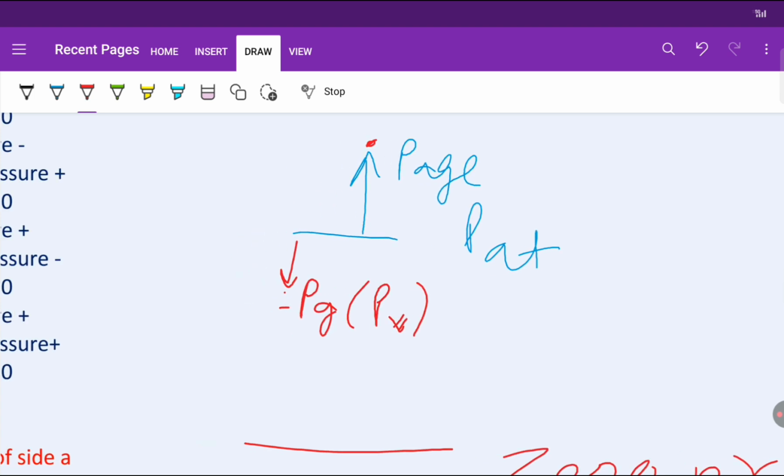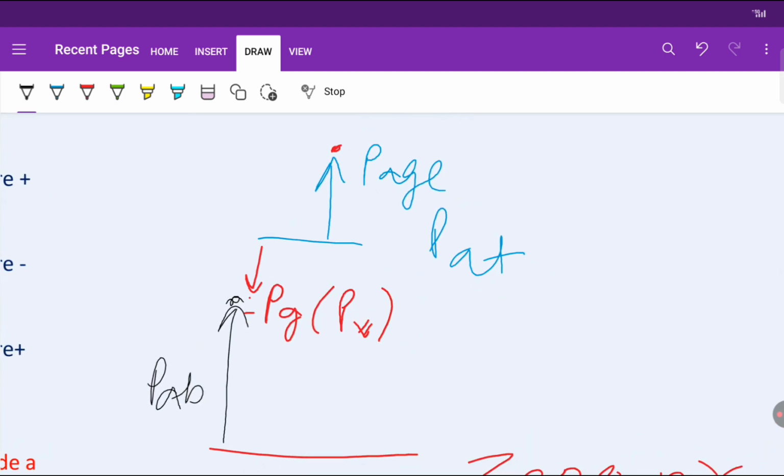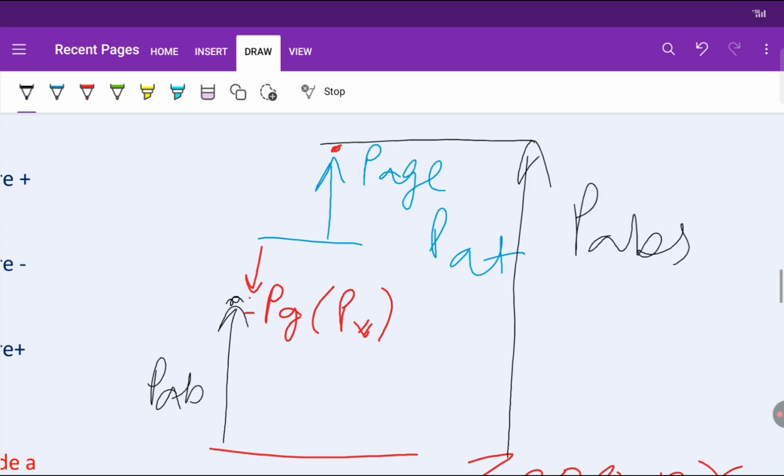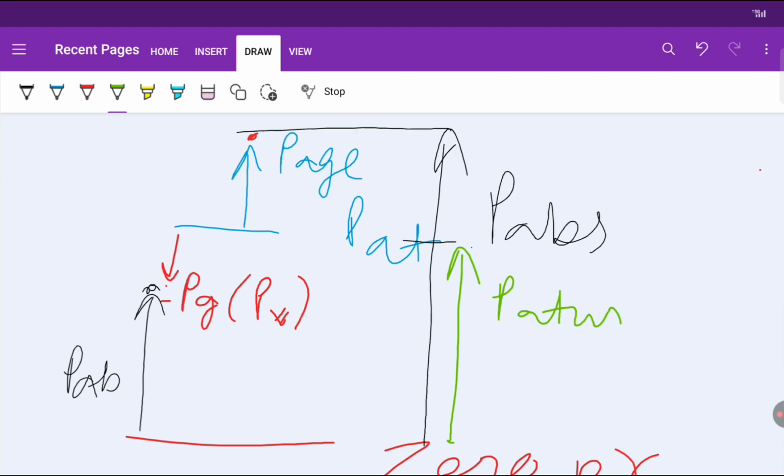If I want to calculate pressure at this point, we call it P absolute. Also at this level we call it P absolute. Why? Because at this level we have atmospheric pressure, P atmospheric, and up to this level we have P atmospheric. If I add this gas pressure, then we have P absolute. P absolute is the summation of atmospheric pressure plus gas pressure.